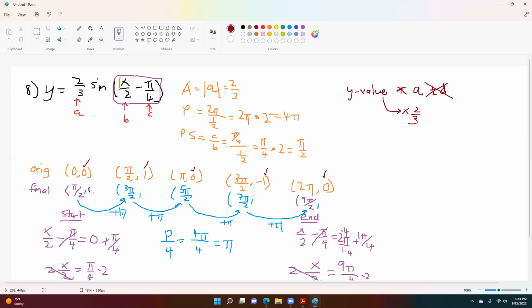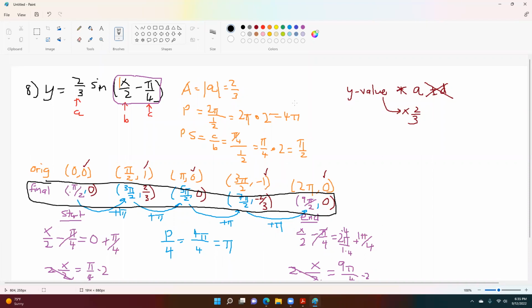So 0 times 2/3, you get 0. 1 times 2/3 is 2/3. 0 times 2/3 is 0. -1 times 2/3 is -2/3. And then 0 times 2/3, you still get 0. So this is how you figure out your y values in this case. So these final 5 points that we just found are what you're going to graph for 2 cycles.